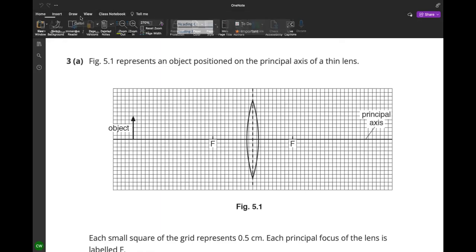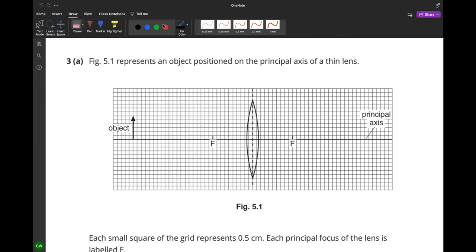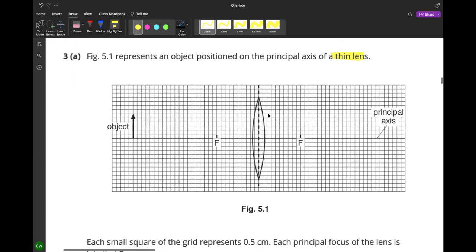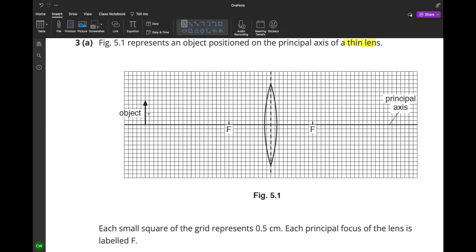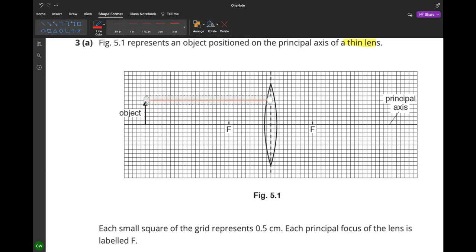This is the lens. So there are two types of lens. This is the thin lens, a convex lens. A convex lens is a converging lens. Have you learned this before? Okay. So step number 1 is you have to draw a line from here parallel to the principal axis until you meet this point.